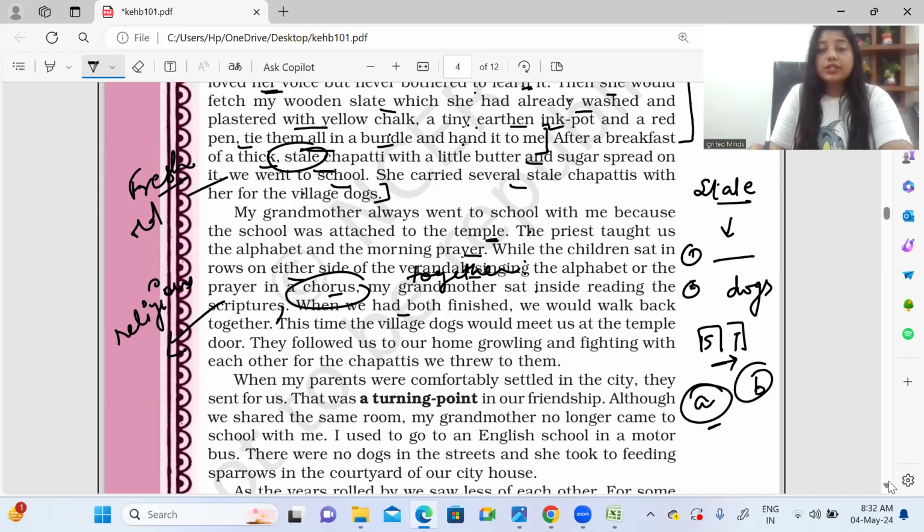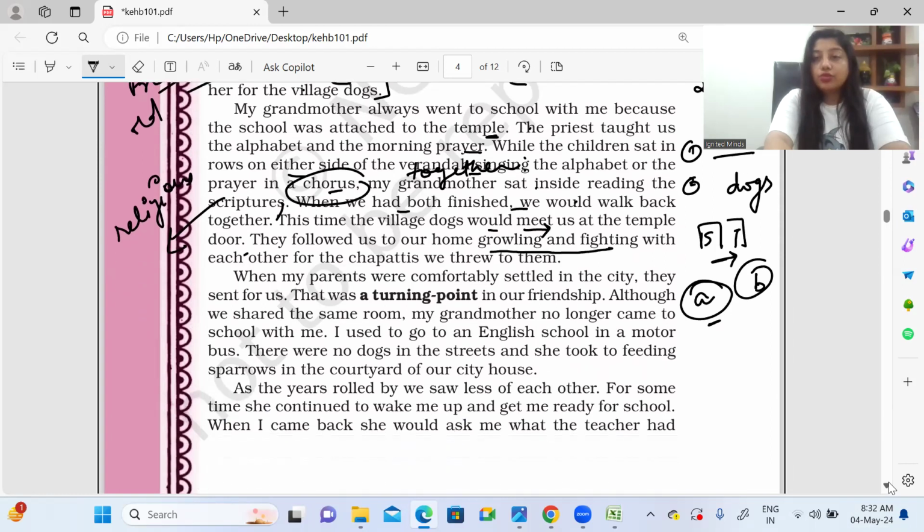When we had both finished, and the grandmother used to read the old books or the religious scriptures, we would walk back together. This time, the village dogs would meet us at the temple door. They followed us to our home, growling and fighting. Growling is making some kind of noise when the dogs make noise, and fighting with each other for the chapatis we threw to them.